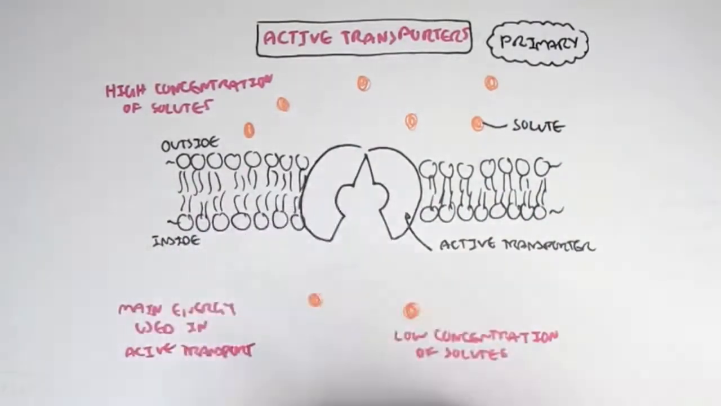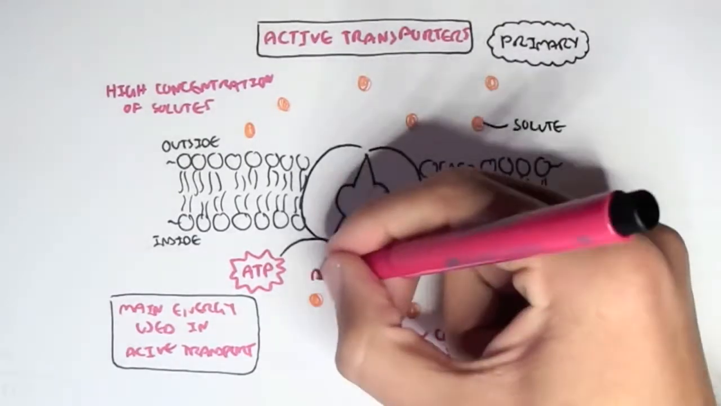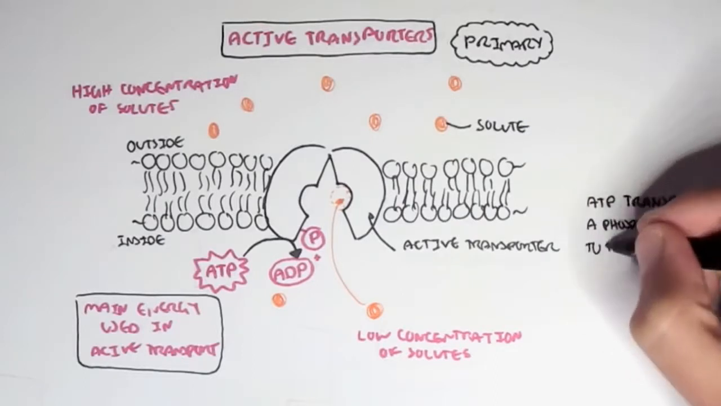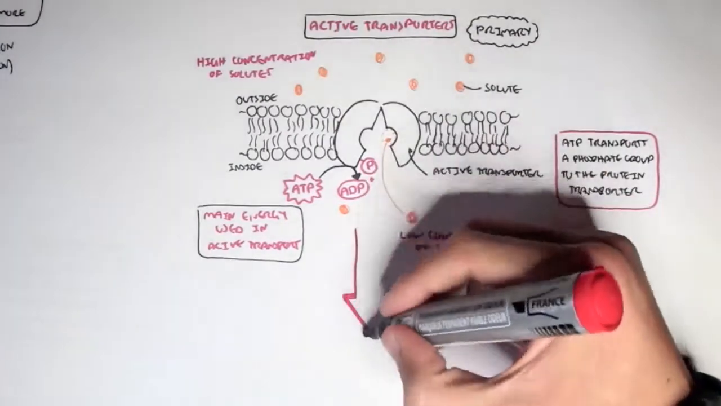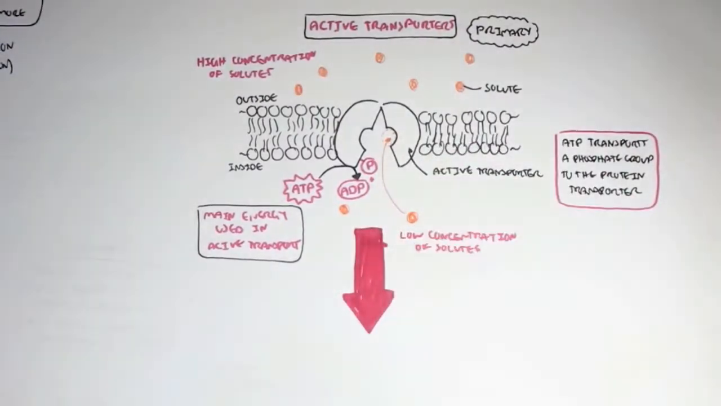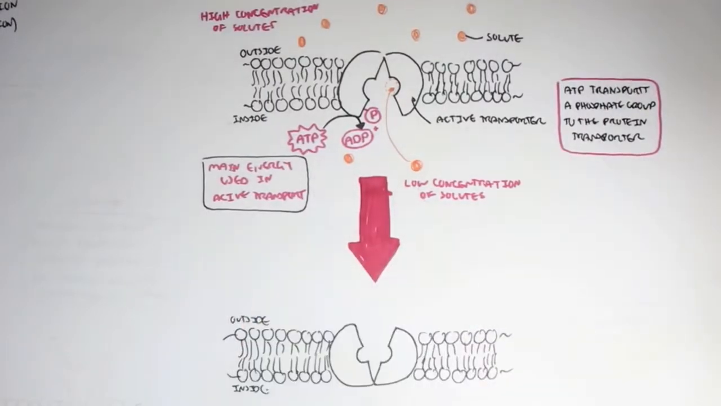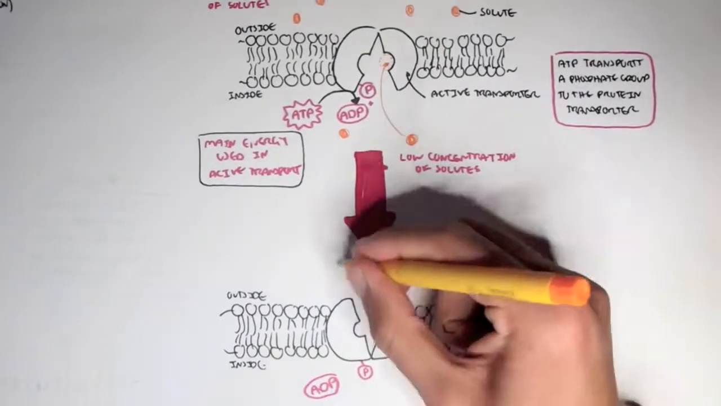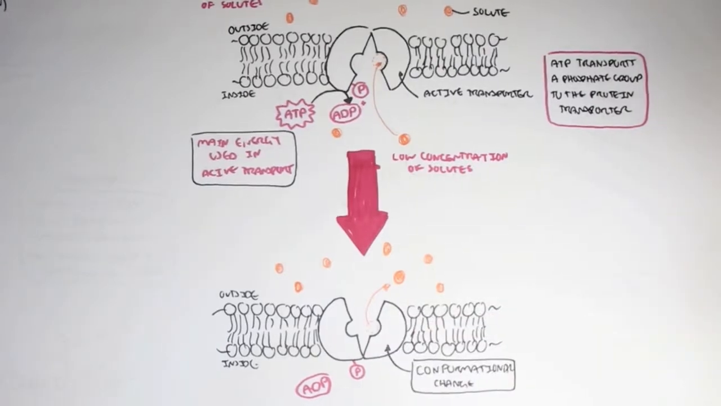Now, the main energy used for active transport is ATP. What happens is that a solute will bind to the active site of this transporter, and ATP will be used. A phosphate group will be attached to the transporter. When ATP is used, this protein transporter will flip, essentially, because energy is used, causing it to flip. The phosphate is still bound to the protein, as you can see. And so then the solute is released to the outside, so it's going against its concentration gradient.